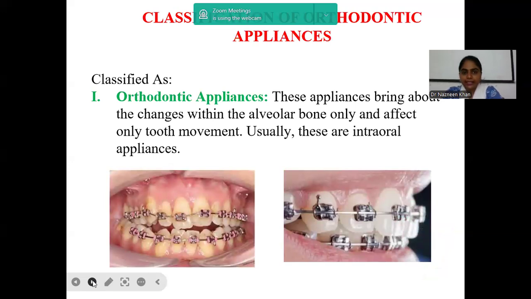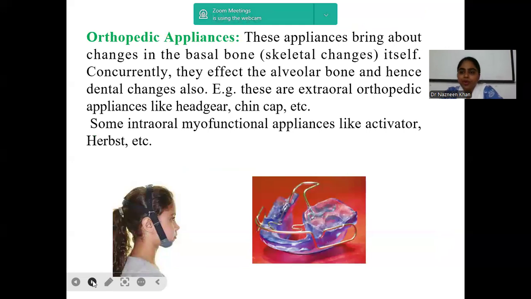Classification of orthodontic appliances: they are classified into orthodontic appliances and orthopedic appliances. Orthodontic appliances bring about changes within the alveolar bone only and affect only tooth movement. Usually, these are intraoral appliances. Orthopedic appliances bring about changes in the basal bone. Basically, skeletal changes. The orthopedic appliances bring about skeletal changes. Currently, they affect the alveolar bone and dental changes.